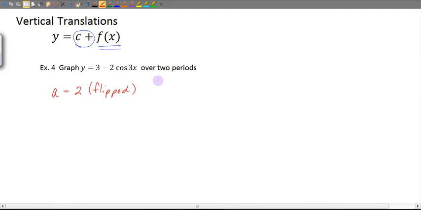The next thing I want to identify is b. b is going to be next to my variable x. This is going to be 3. Therefore, the period of the function, which is 2 pi over b, would be 2 pi over 3.